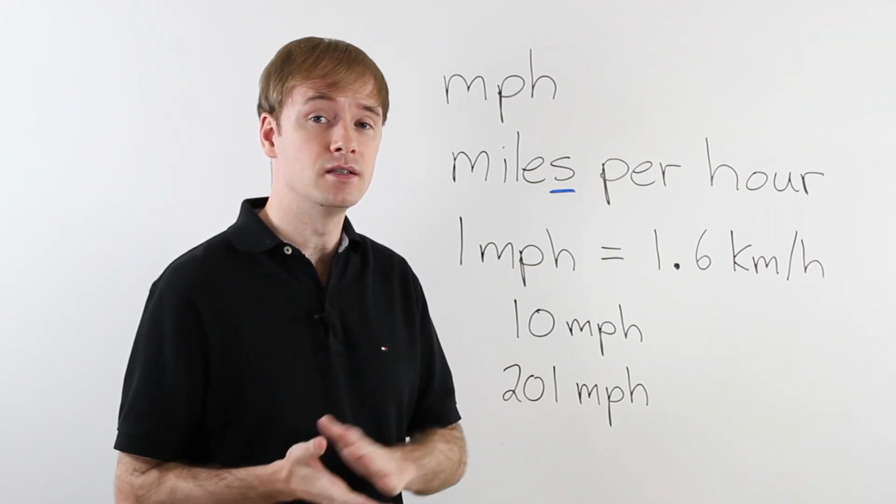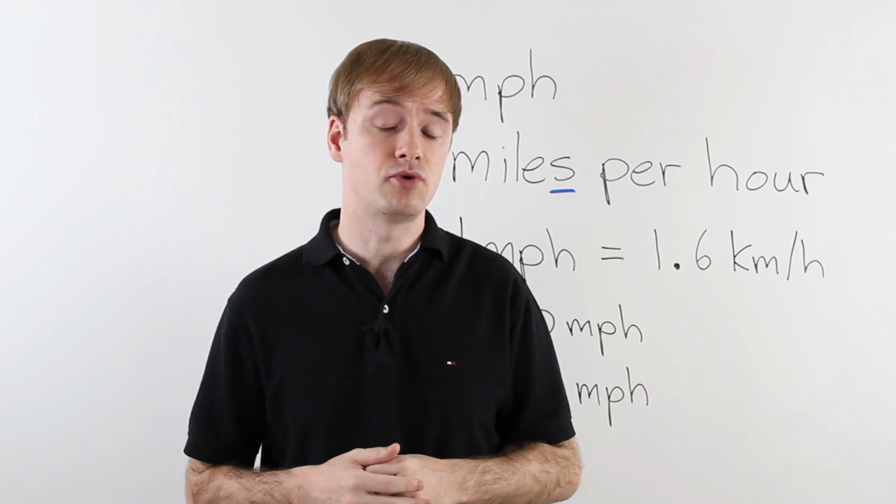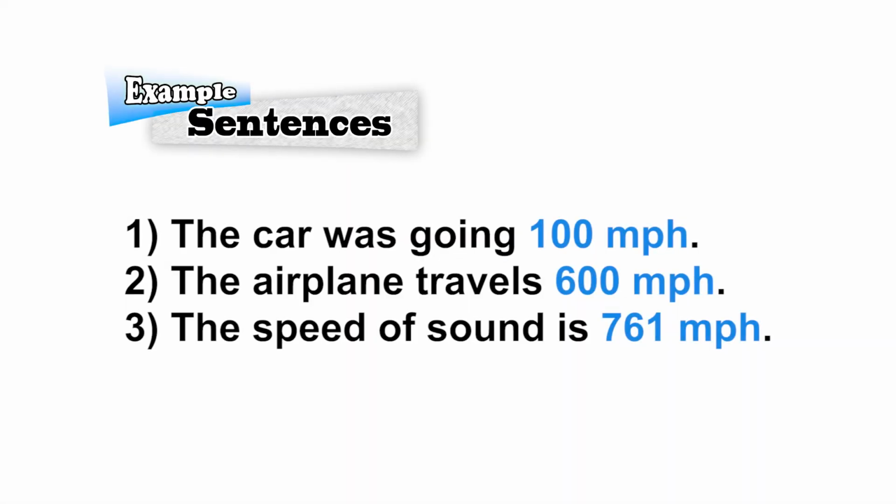All right, let's look at a few examples using miles per hour. The first one, the car was going 100 miles per hour. Okay, the second example. The airplane travels 600 miles per hour.